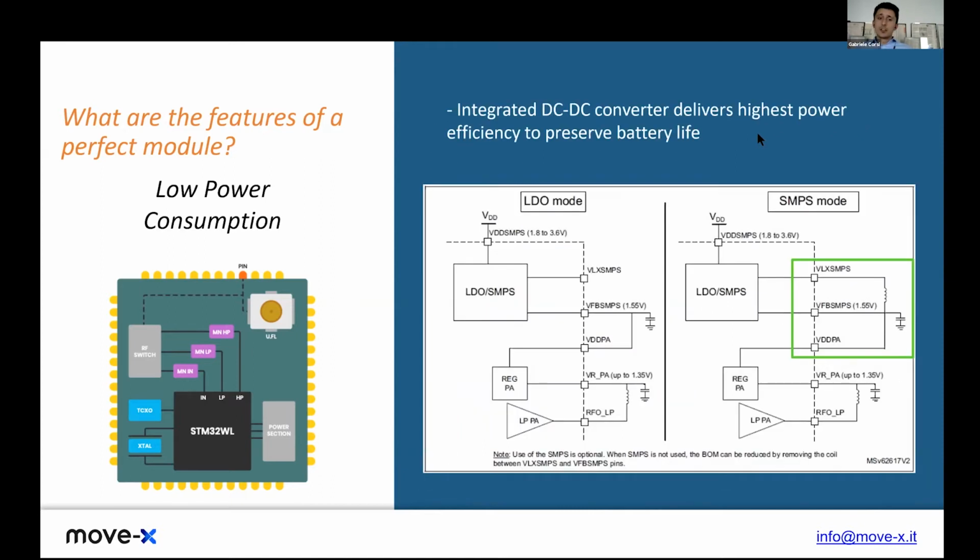Another thing is the low power consumption. We decided to integrate inside the model the DC-DC converter to make it as efficient as possible. We wanted to integrate all the components that you need inside the model. So every switching component regarding the DC-DC converter is inside the model, and you don't have to implement them outside. There is everything inside.